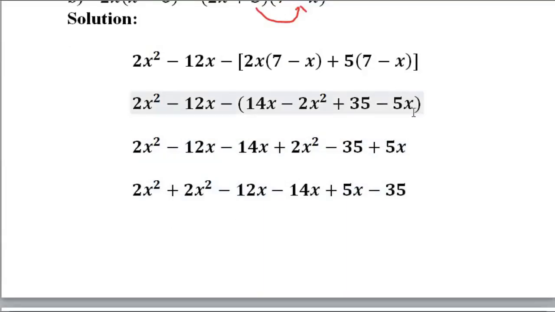This is a strategy we can use to organize the expression and make combining like terms a little simpler, since all of the like terms are right next to each other. So let's identify any like terms in this expression.